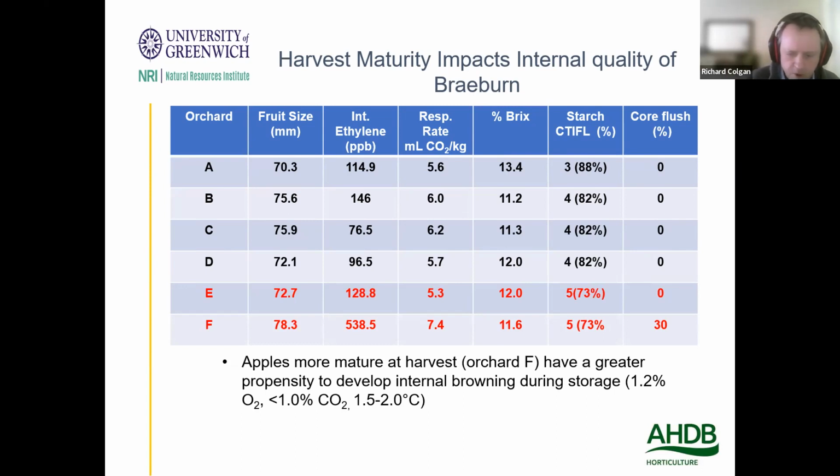Obviously, these are more lab-based measurements, but certainly if you look at the 2 orchards E and F, you can see that when we had a high respiration rate, so orchard F, combined with a higher internal ethylene concentration, that fruit went on to develop more core flush, 30% core flush, whereas other orchards which had a similar sort of Brix and starch profile had much less. Albeit that fruit was also slightly larger than the other orchards, but certainly having greater interrogation of the fruit maturity can help tell you more about what might happen during storage.